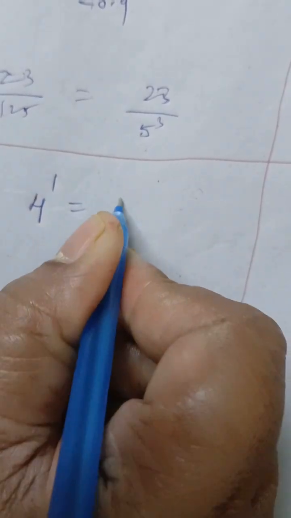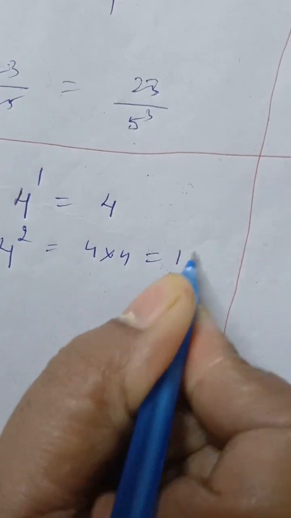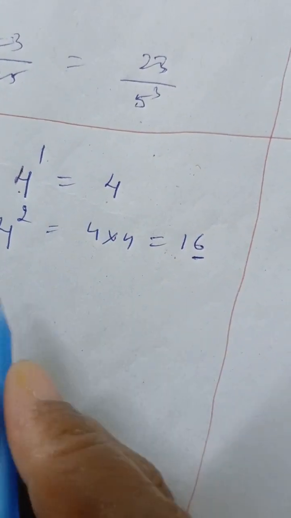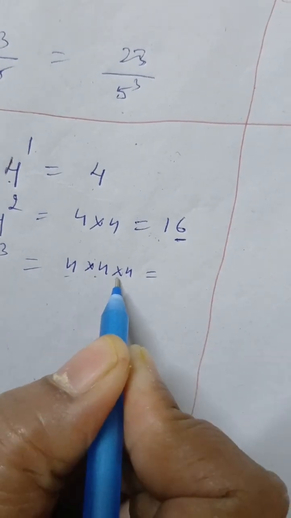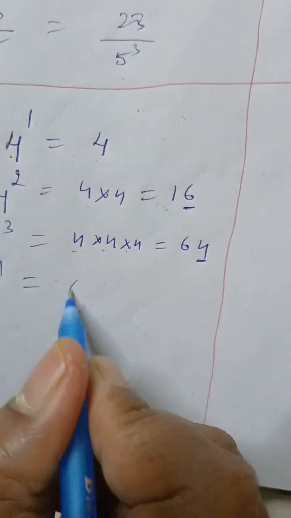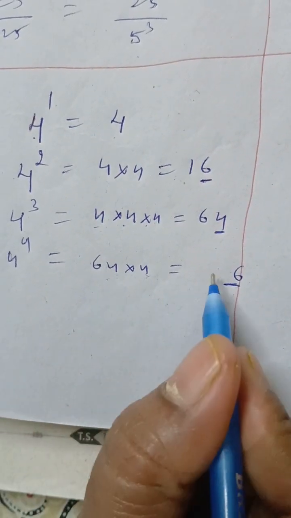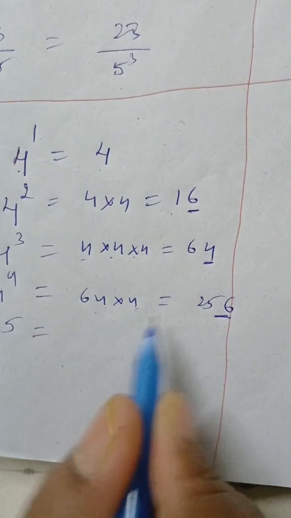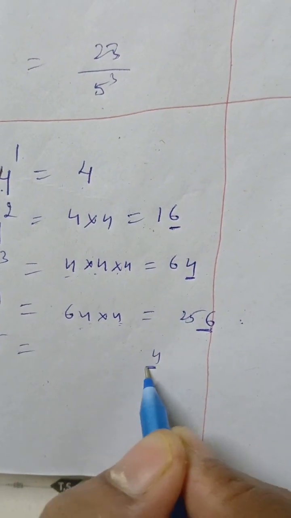4 power 1, 4 power 2 is 4 into 4, 16, so it is ending with 6. First, 4 power 1 is ending with 4. 4 power 3 means 4 into 4 into 4. 4 4s are 16, 16 4s are 64. It is ending with 4. 4 power 4 if I take also, 64 into 4, what happens? It will end with 6 anyhow. It is 256, but it ends with 6. Same way 4 power 5, imagine. Now the 6 into 4 I will be doing. 6 4s are 24. So it will definitely end with 4.